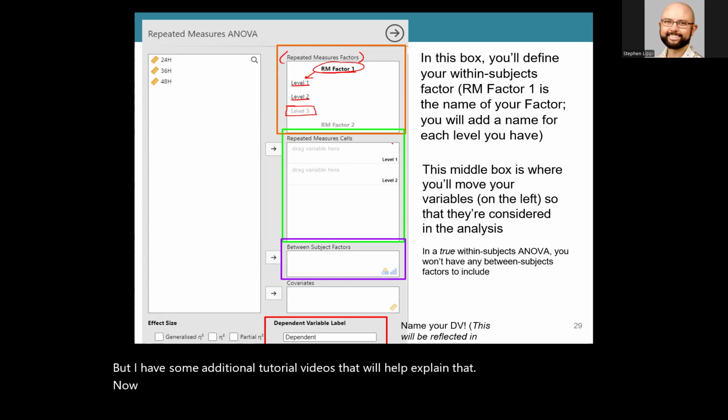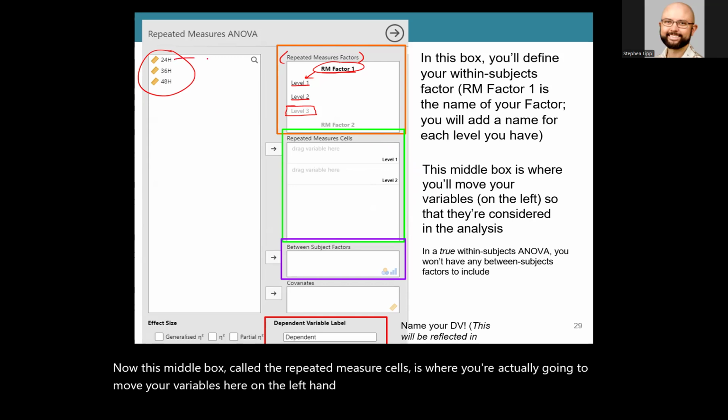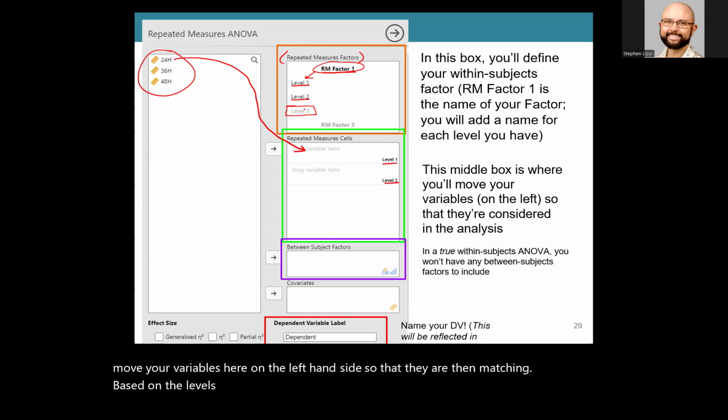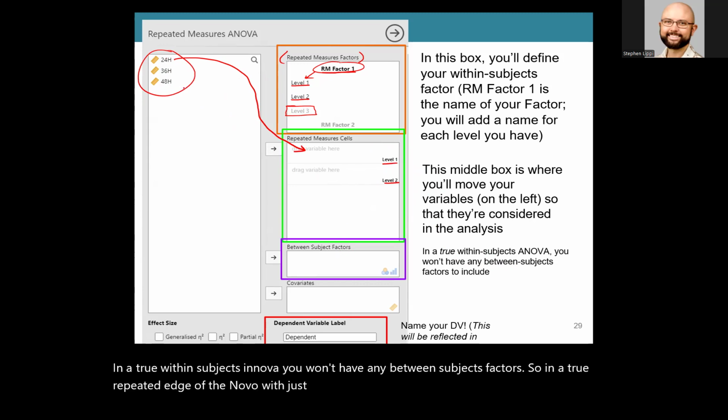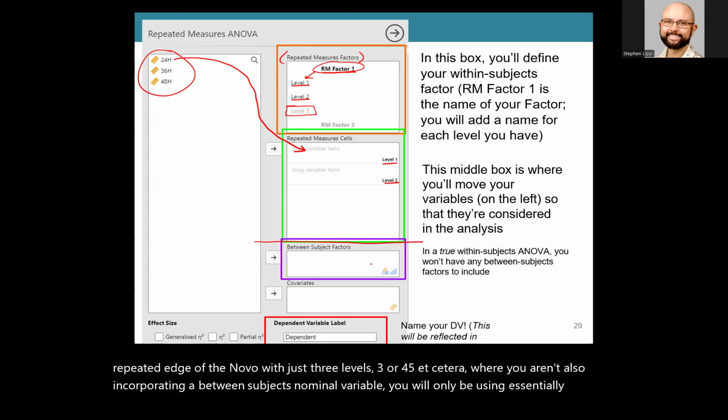Now, this middle box called the repeated measure cells is where you're actually going to move your variables here on the left-hand side so that they are then matching based on the levels that you're defining. So level 1, level 2, level 3. In a true within subjects ANOVA, you won't have any between subjects factors. So in a true repeated measures ANOVA with just 3 levels, 3 or 4 or 5, etc., where you aren't also incorporating a between subjects nominal variable, you will only be using essentially these boxes above.